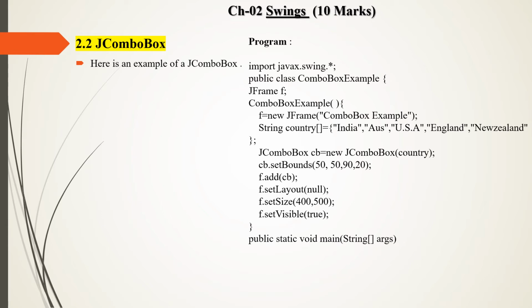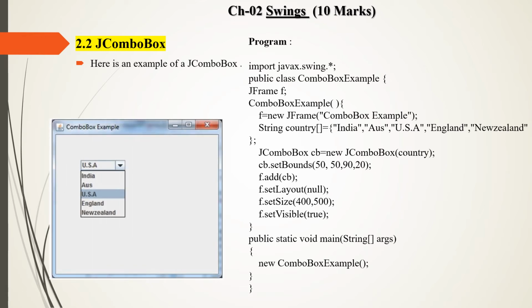And at last we define the main method, public static void main, String arguments. And then we create one object of the ComboBoxExample class. So this is a simple example, or simple program, for JComboBox, and the output of the program is displayed like this.